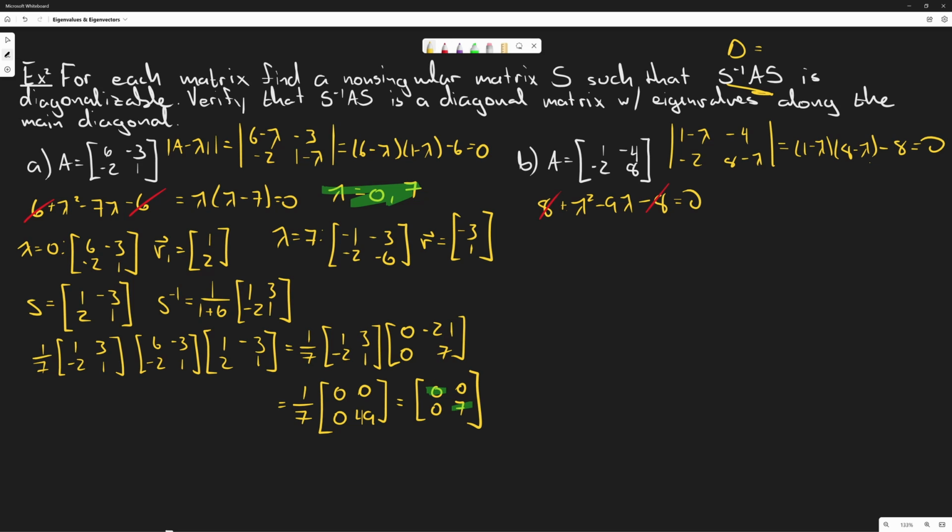2 cancel out. And we can factor out the lambda. We'll have lambda times lambda minus 9, and that's equal to 0. So we know that lambda is going to be equal to 0, and this is going to be equal to 9.